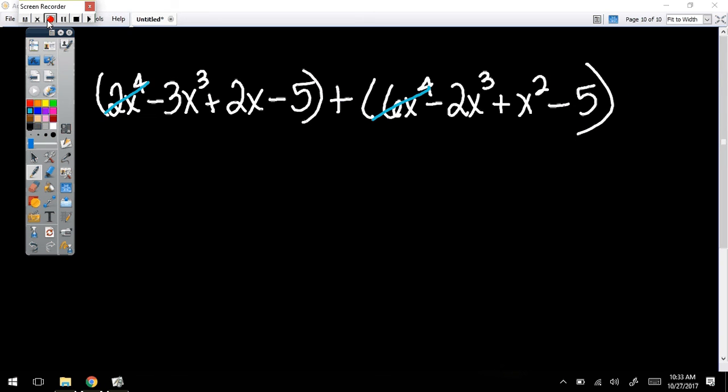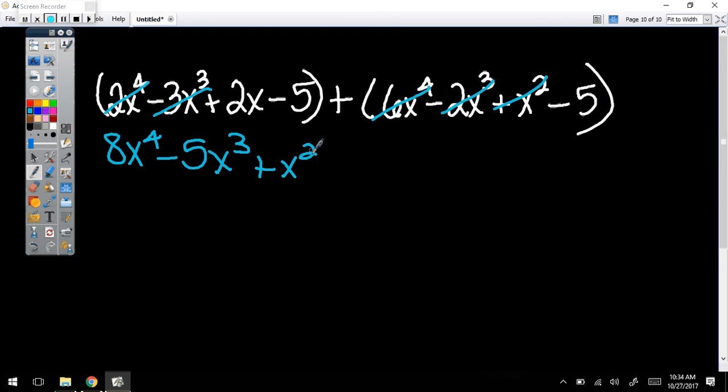All right, try this. I see a 2 and a 6, which gives me 8. Powers of 3, negative 3 and negative 2 would give me negative 5x to the third. I only see one power of 2, only one x. And negative 5 and negative 5 is negative 10. Did y'all get it right? Let me see your hand if you got it right.